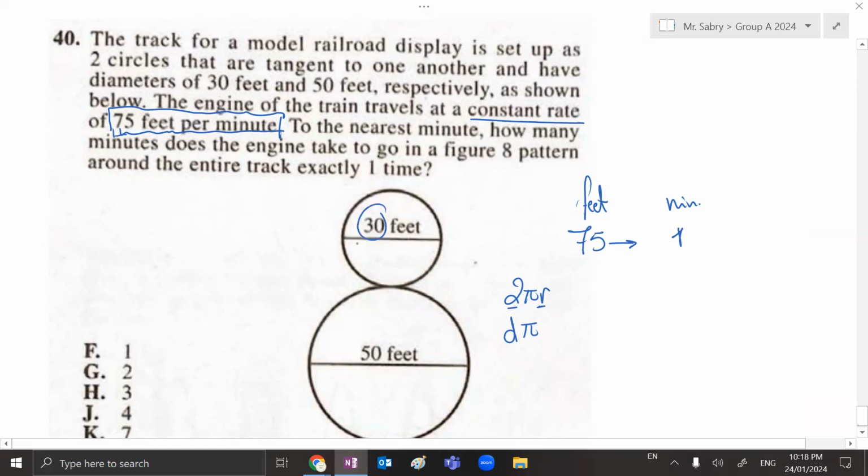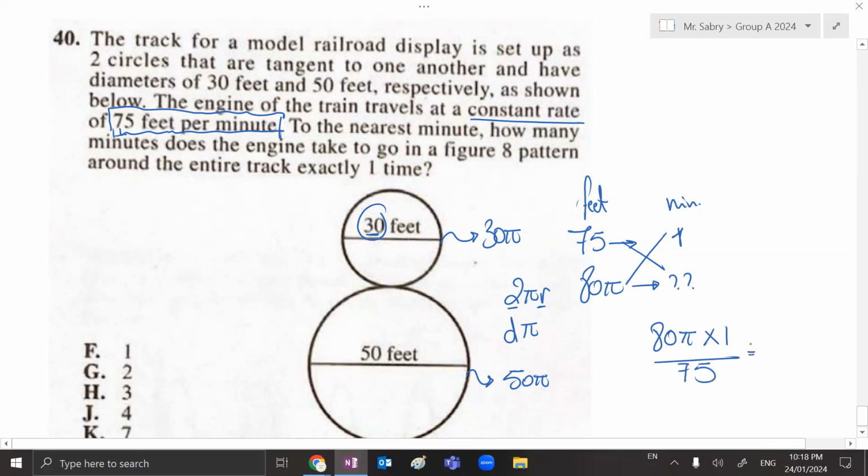So you're already given the diameter. This one is 30 pi, right? So the circumference of this circle is 30 pi, while the circumference of this one is 50 pi. So the circumference of the whole thing is 80 pi feet. If I need to know how many minutes that would take, I'll just cross multiply, and I'll do 80 pi multiplied by 1 divided by 75 and get that on a calculator.